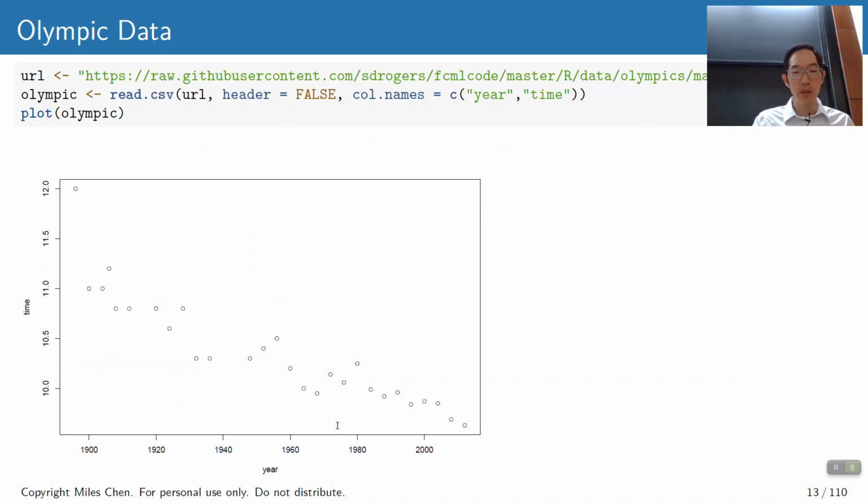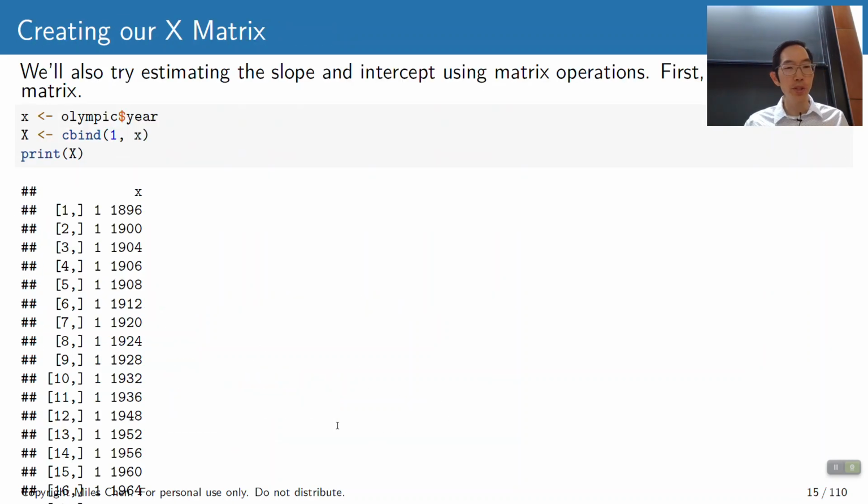Now let's try our matrix operation here. For our matrix operation, we need our X matrix. The X matrix has a column of ones that corresponds to the intercept, and then a column for the X values. Here, these are the years: 1896, 1900, 1904, 1908, and so on.